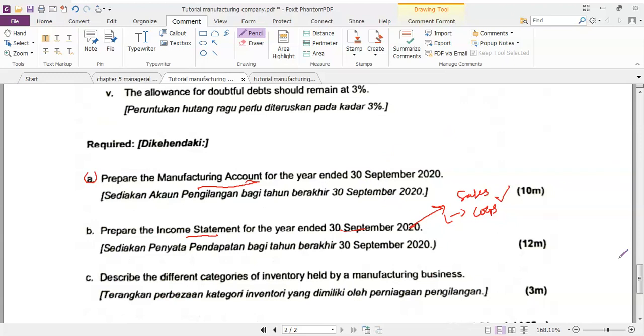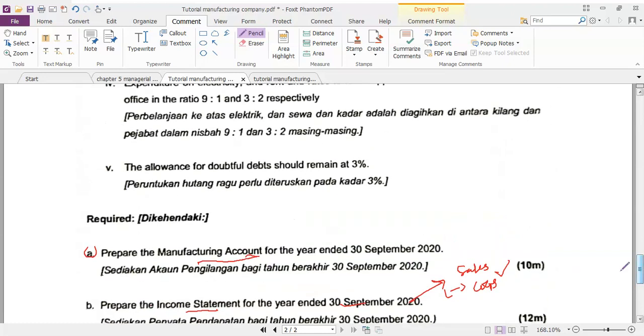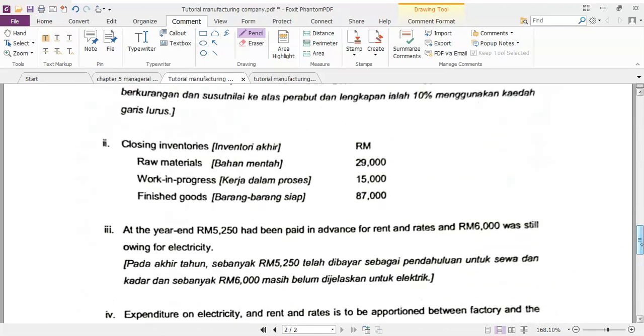Okay, sebelum kita nak buat, okay, before we prepare the manufacturing account, kita kena tengok dulu. Joshua, are you there? Okay. Okay, dengar tau. Sebelum kita nak buat manufacturing account, kita kata tengok dulu additional information.